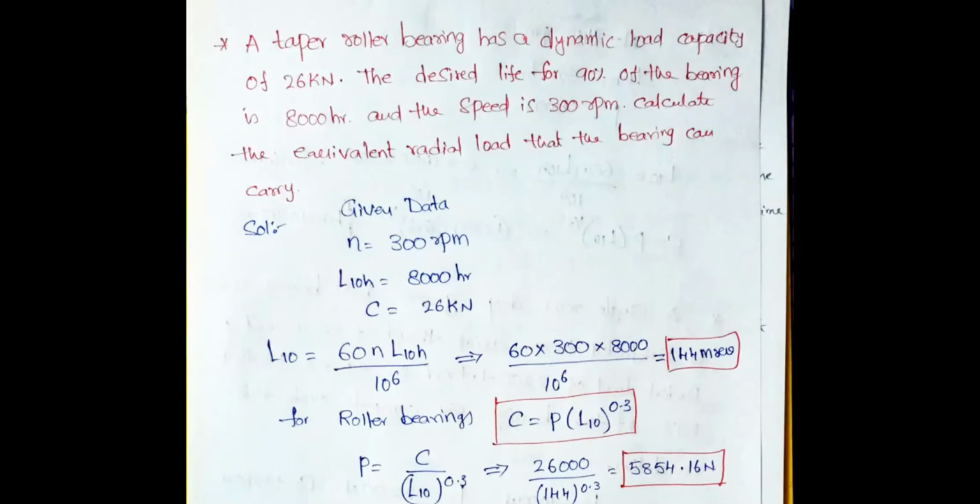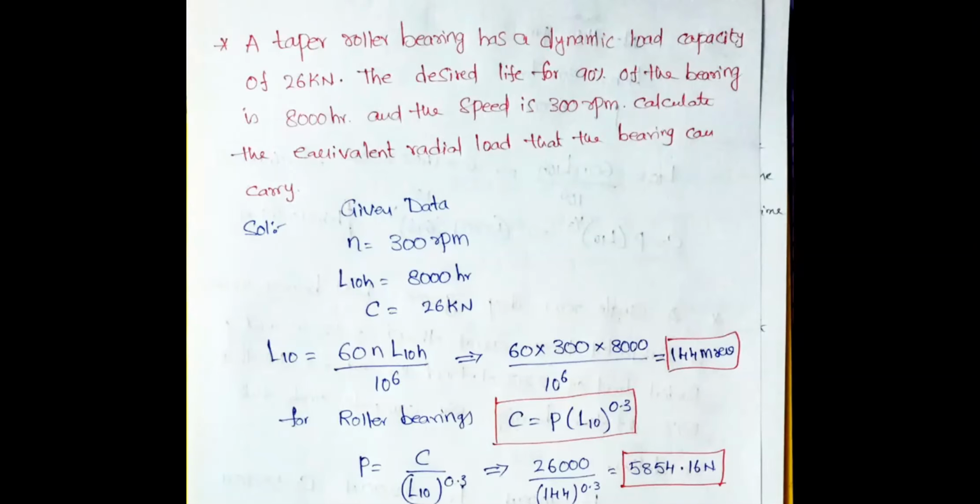Because in the design procedure, we already know we have a relation with a p value. For a roller bearing, p equals 10/3. If it is a ball bearing, p equals 3. So for the purpose of the p value, you have to understand whether it is a roller bearing or a ball bearing. That is the first point.